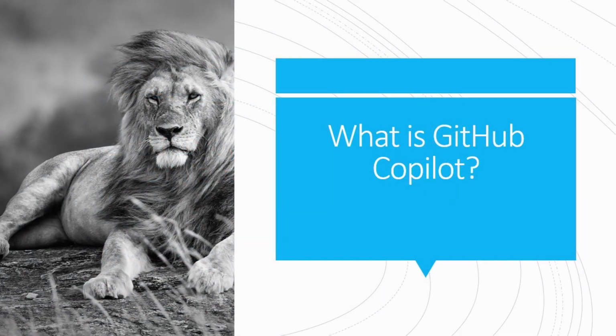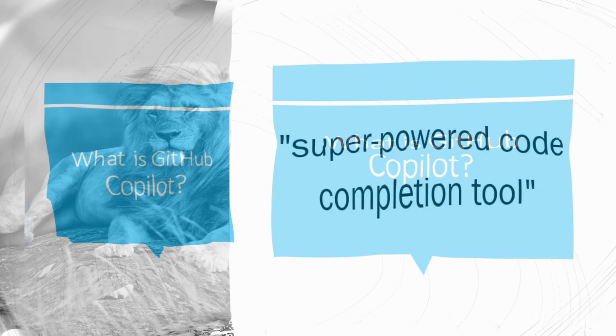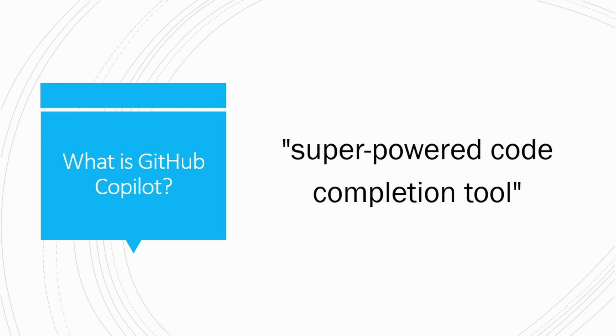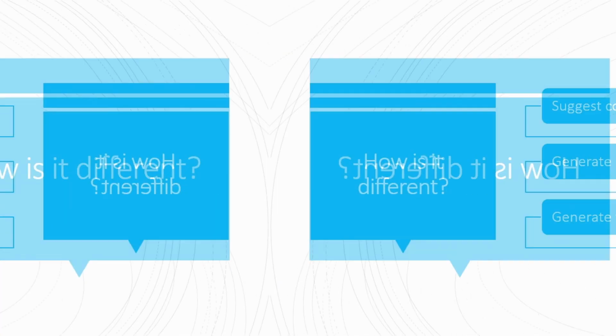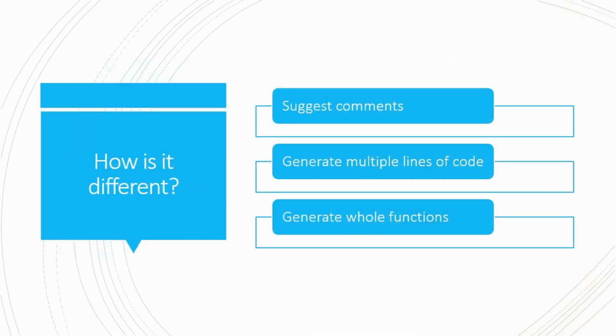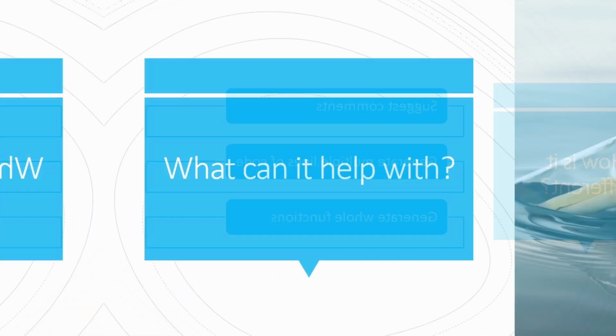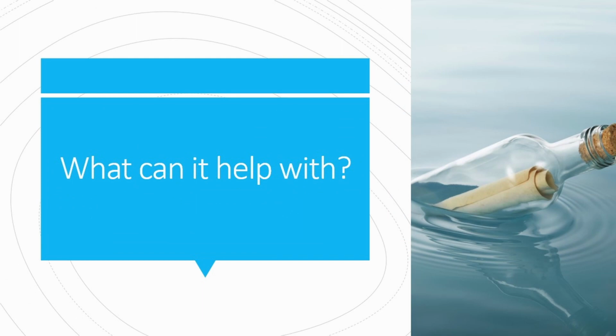GitHub Copilot is an artificial intelligence tool that attempts to speed up the process of coding by generating snippets of code while typing. It is essentially a superpowered code completion tool. Traditional code completion tools provide limited assistance by suggesting names of classes, functions, and variables, and generating code using built-in templates. GitHub Copilot takes code completion to the next level by offering suggestions for generating comments, multiple lines of code, and whole functions.